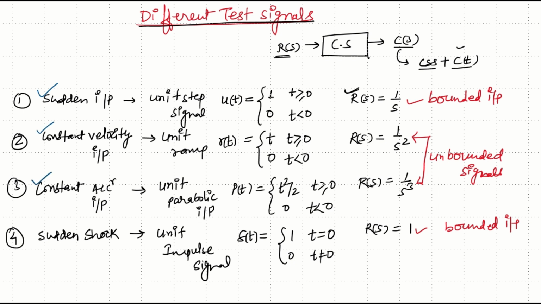As I already told you in this discussion, these three signals, the sudden input, the constant velocity input, and the constant acceleration input, we generally use to get the steady state and transient response of a control system. And this fourth signal, the sudden shock, we generally use for testing the control system, to test the stability of the control system.